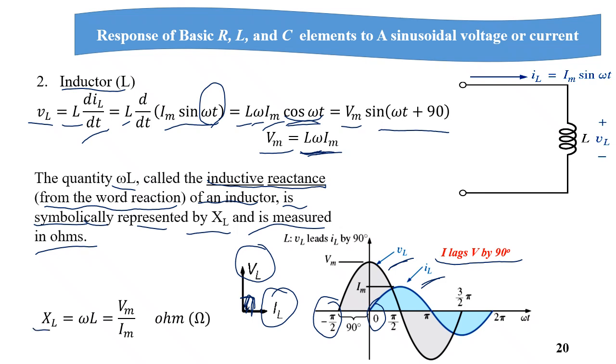For the value of the inductive reactance, or XL, which is equal to omega L, which is the V maximum over I maximum, as the Ohm's law for the resistance.